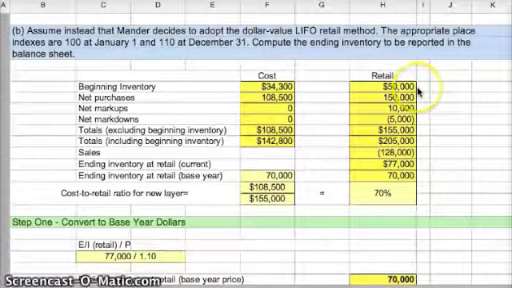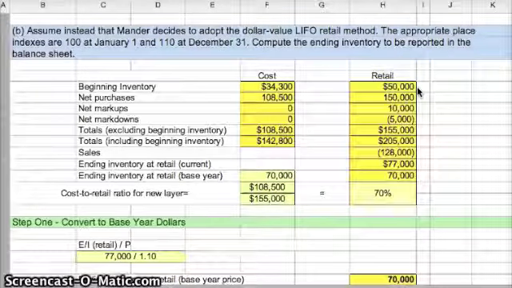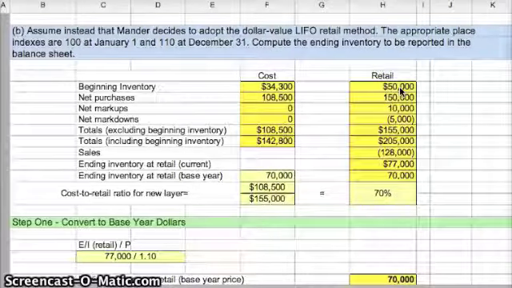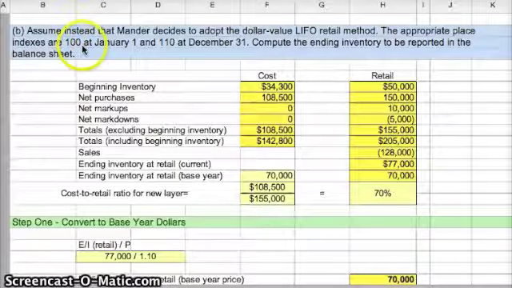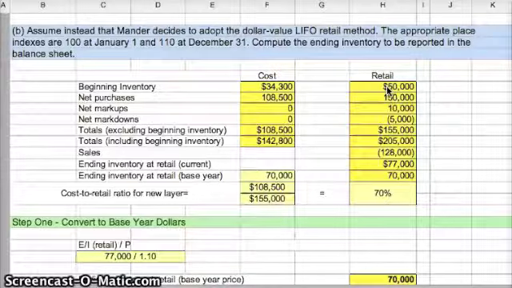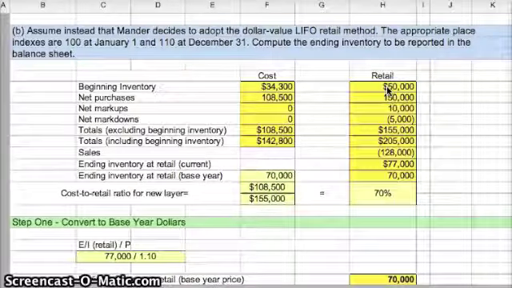You have $50,000. This is going to be last year's ending inventory, or the beginning this year. $50,000 is your first layer, and according to the information up here, the index is 100. So you have $50,000 divided by the index rate of 1.00, and that gives you 50,000, and that actually becomes your first layer.